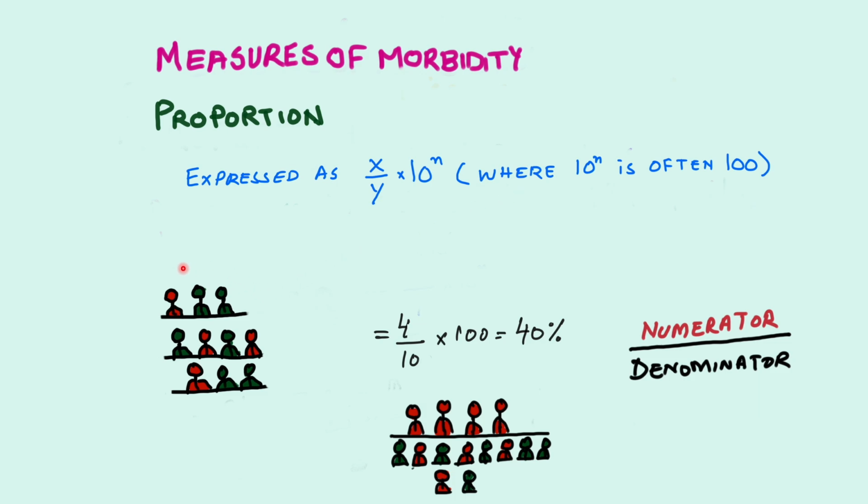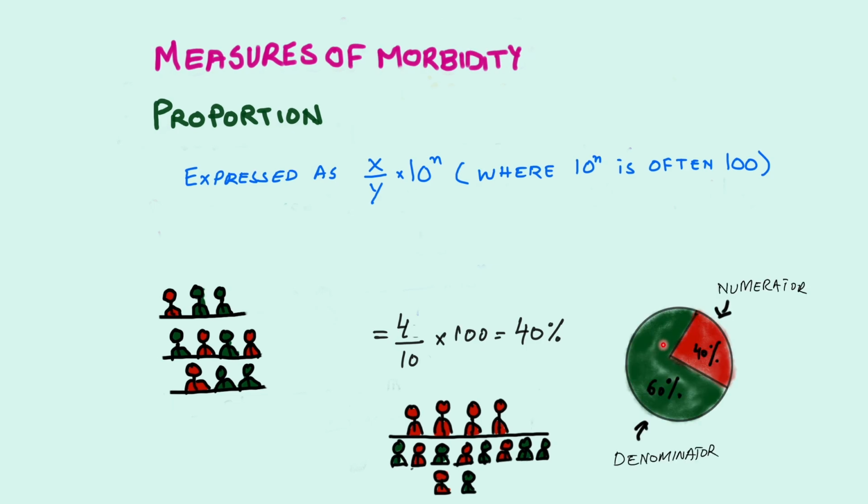For example, imagine a class in which some students are wearing red shirts and others are wearing green shirts. If 4 students are wearing red shirts out of a total of 10 students, then 4 divided by 10 into 100 is 40%. Therefore, the proportion of students wearing red shirt is 40%. In this example, the numerator is part of the denominator because the 4 students wearing red shirts are included in the total number of the students in the class.